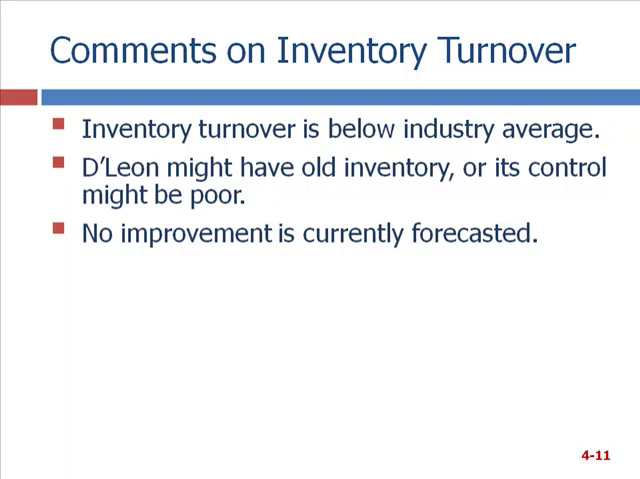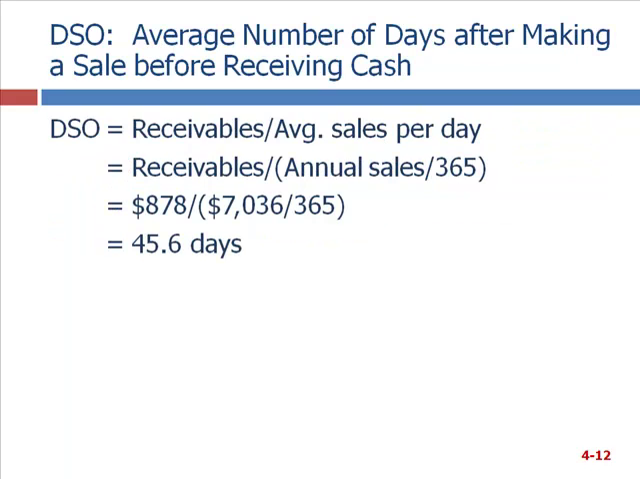Okay, now we're going to take a look at the next asset management ratio, and that is Days Sales Outstanding, or DSO. Days Sales Outstanding is also known as the Average Collection Period, or ACP.